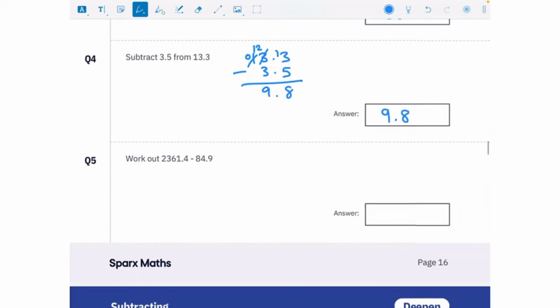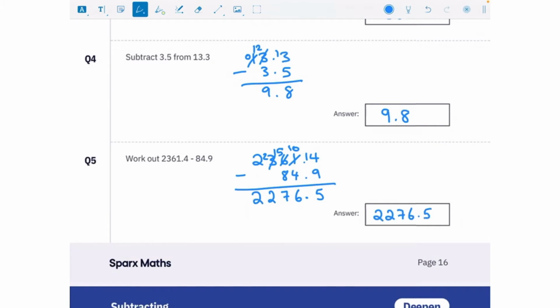And then we have 2,361.4, take away 84.9. So I've lined up those tens, lined up those ones, and lined up the tenths and the decimal point. 4 take away 9, more on the floor, borrow from next door, so 14 take 9 is 5. 0 take 4, again we need to borrow, so that's 10. Take away 4 is 6. 5 take away 8, again we're going to need to borrow, so 15 take 8 is 7. And then I've got 2 take away 0, which is 2, and 2 take away 0, which is 2.